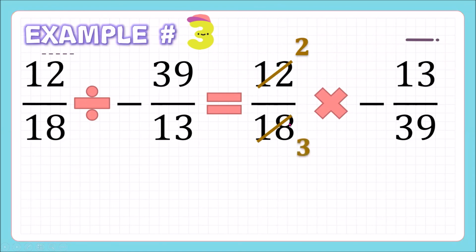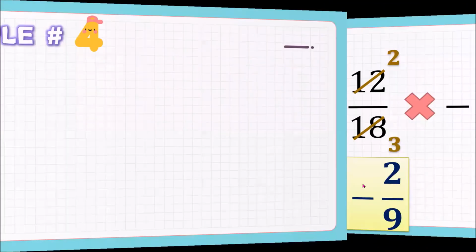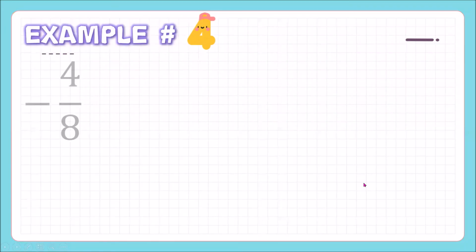We need to divide it by 6. 12 and 18, divide by 6. And then this one, we divide it by 13. So this will become 1. And then 39 divided by 13, we have 3. So multiply. So positive times negative, take note that is negative. So 2 times 1, 2, 3 times 3, 9. So our answer will be negative 2 over 9. No lowest term.